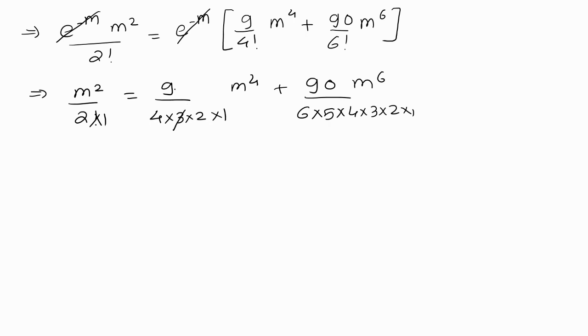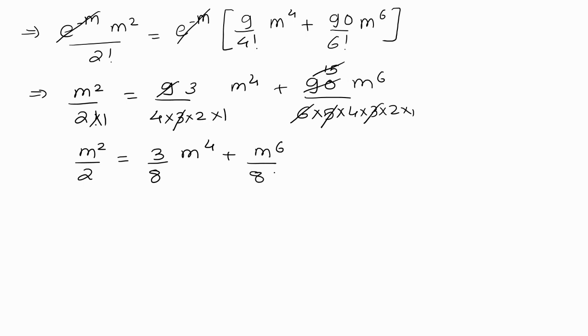Okay, now since it is 9 by 3, I can cancel this 3 with this 3 from here. Again, here also I can do some changes, that is 6 I can cancel out with this 15. Yes, 15 sixes are 90. Then what remains is 15, that means 5 and 3 I can cancel out with this 15. Okay, so what remains is m square upon 2 is equals to 3 by 4 twos are 8. Yes, 8 m raised to 4 plus m raised to 6 upon 8.